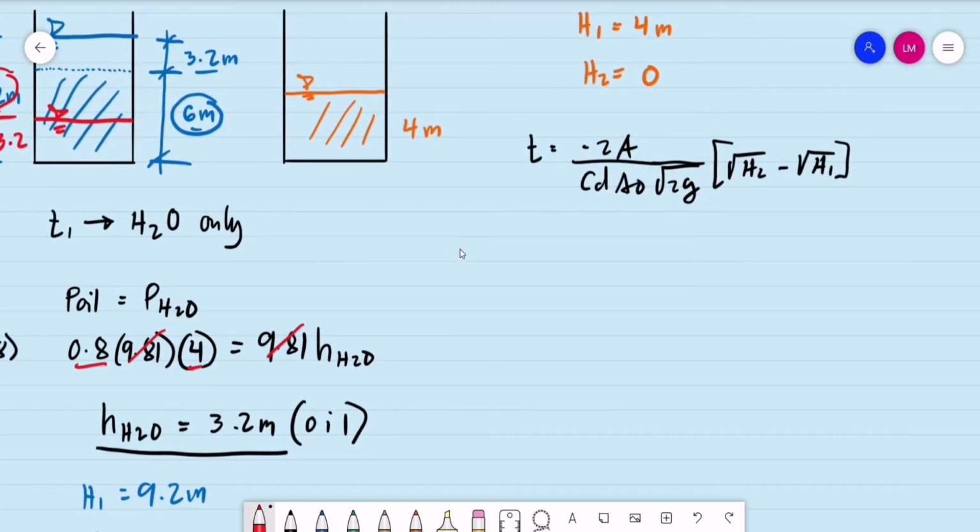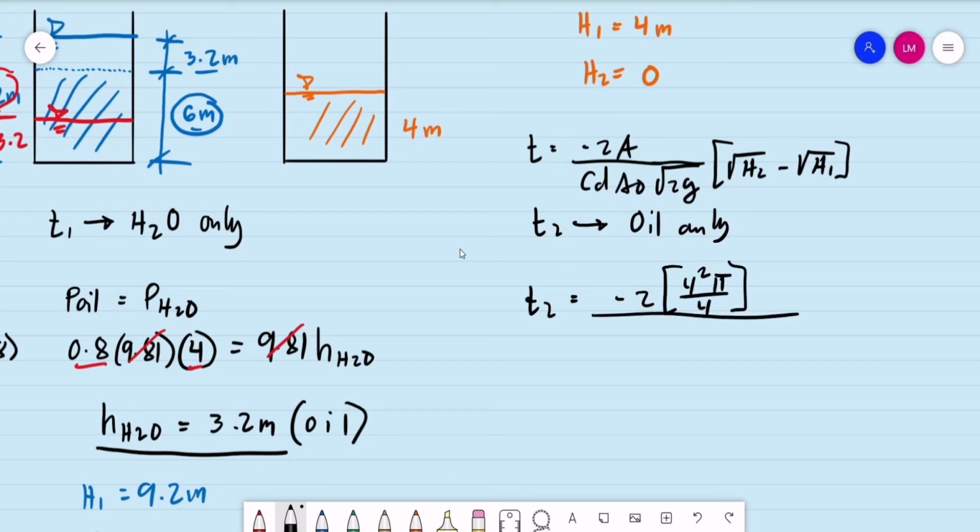So, let's say, ito yung time number 2, ito yung time to discharge oil only. So we have the total time number 2, that is equal to negative twice the area ng tangke is 4 squared pi divided by 4. This is divided by C sub D, kanina, 0.882, area ng orifice, 0.1 squared pi, divided by 4. Then, multiplied by the square root of 2 times 9.81.